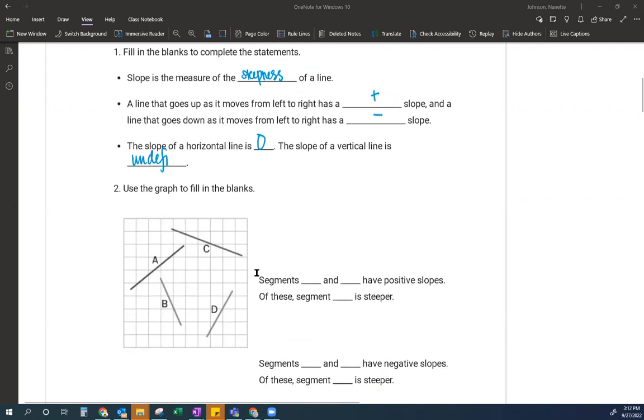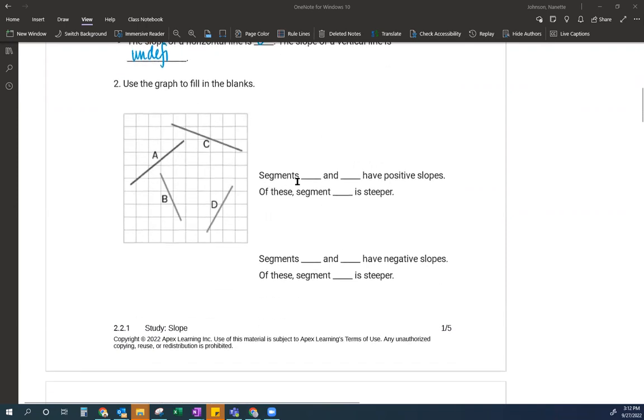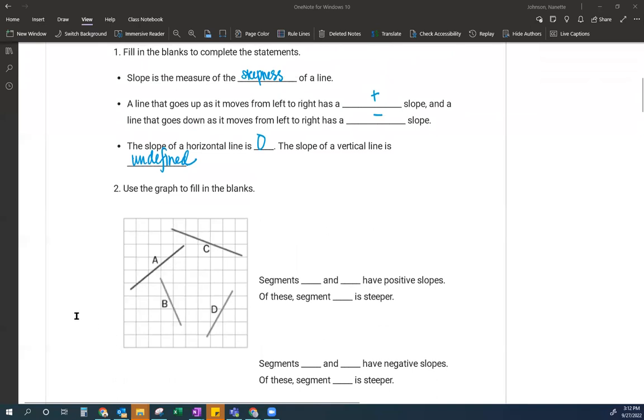And then it says use the graphs to fill in the blanks. Segments blank and blank have positive slopes. So you're wanting to look for the ones that go up the hill from left to right. So that's definitely A. Which other one has a slope of positive? Which other one is it? Hopefully you said D.